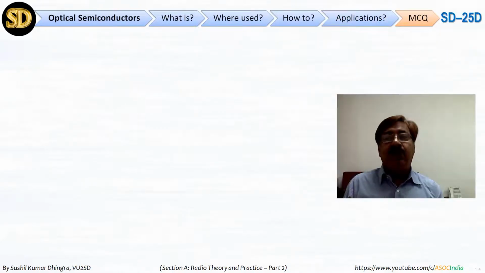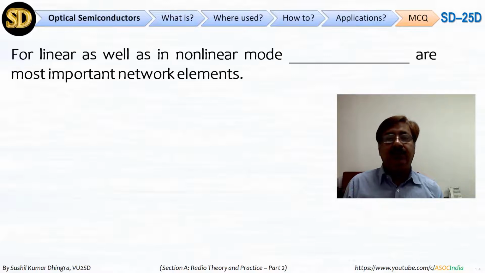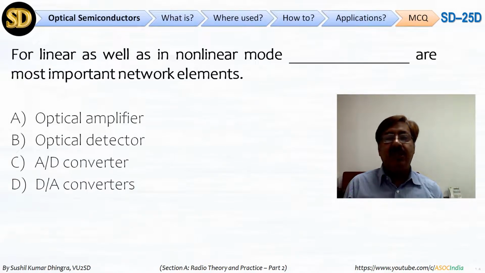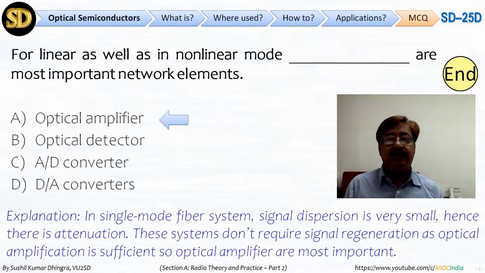Before I go to the next stage, some questions for you. First, for linear as well as non-linear mode, which are the most important network elements? Options: optical amplifier, optical detector, analog to digital converter, DA converter. Time is limited, go fast. Yes, optical amplifier. This is the answer. The explanation is already given on your screen. You can pause it and read it.